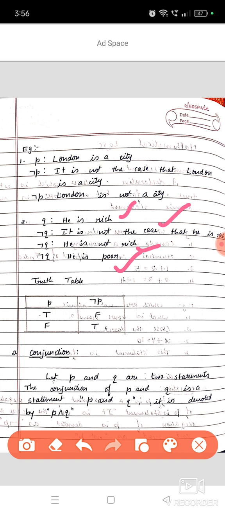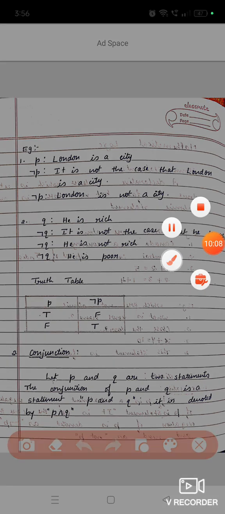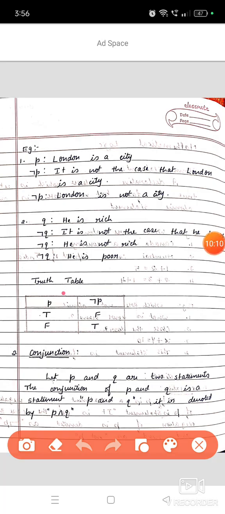Now the truth value: how I explain, P and not P. If P is a statement, then consider the negation of P. If P is true, not P is false. If P is false, not P is true. The truth value of the negation and the statement is opposite.